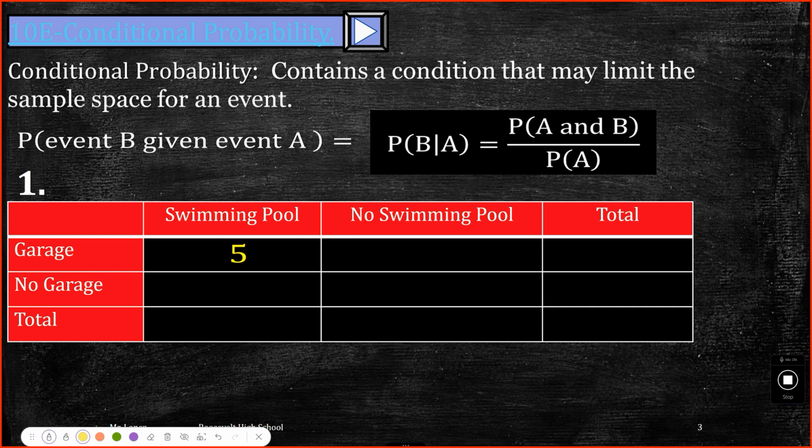Garage, no swimming pool. Most people probably live in a house that has a garage, no swimming pool. In that particular class, there were 20 of them. No garage and a swimming pool. That's a little bit of a weird house, no? No garage, but it does have a swimming pool. There was 1 in that particular class.